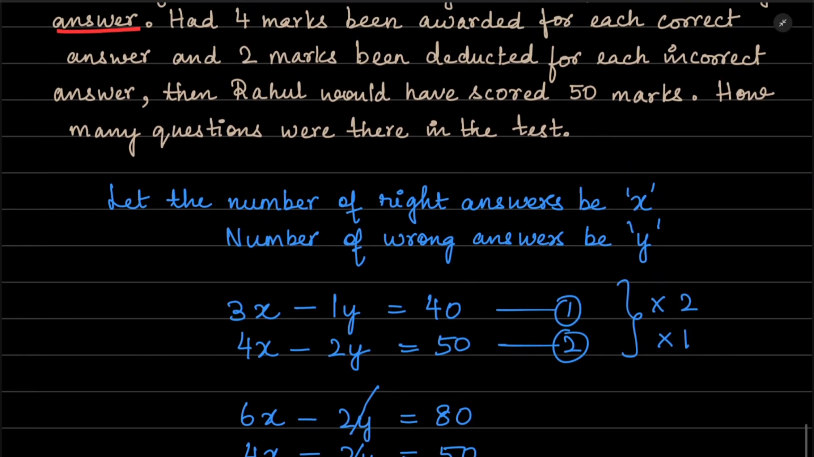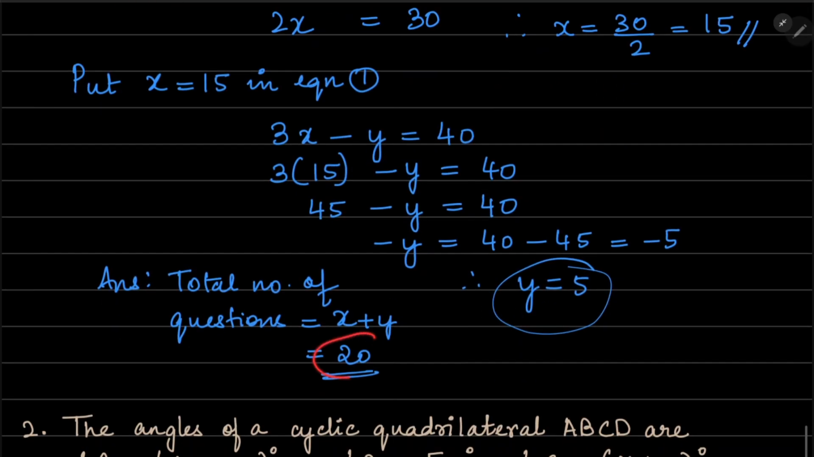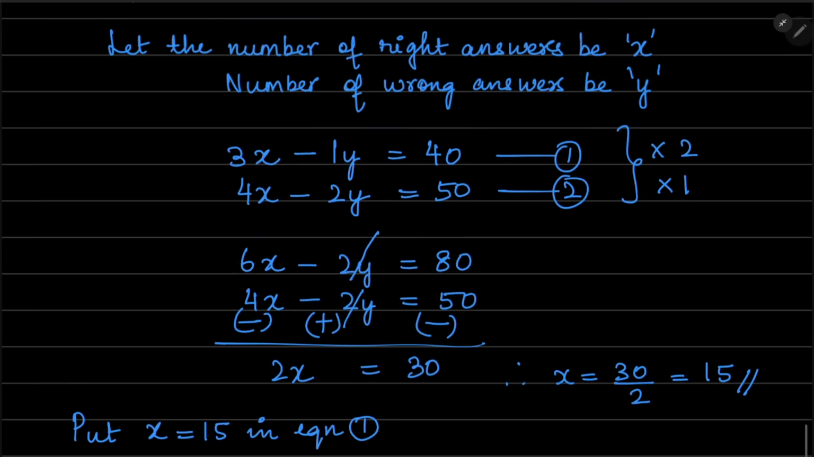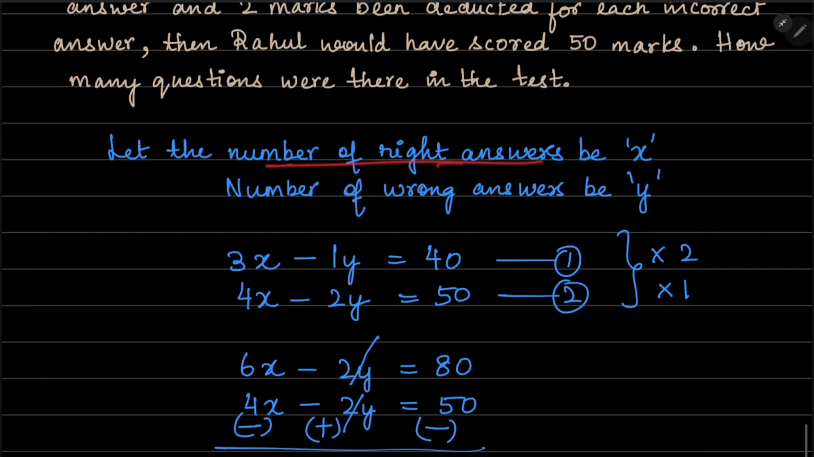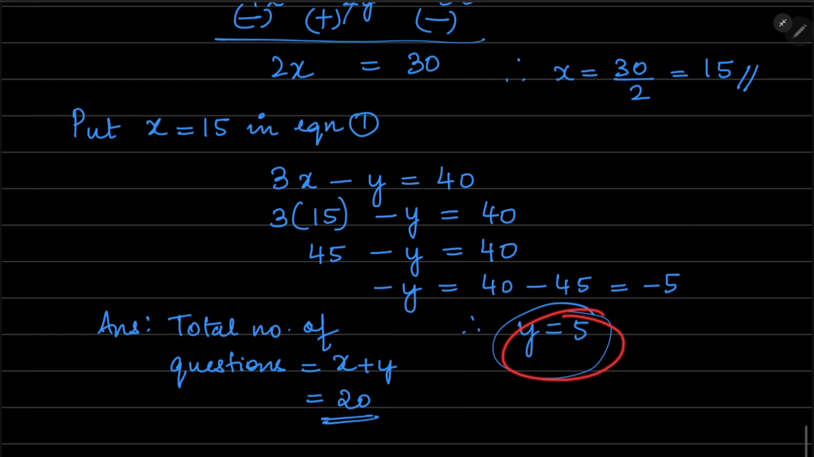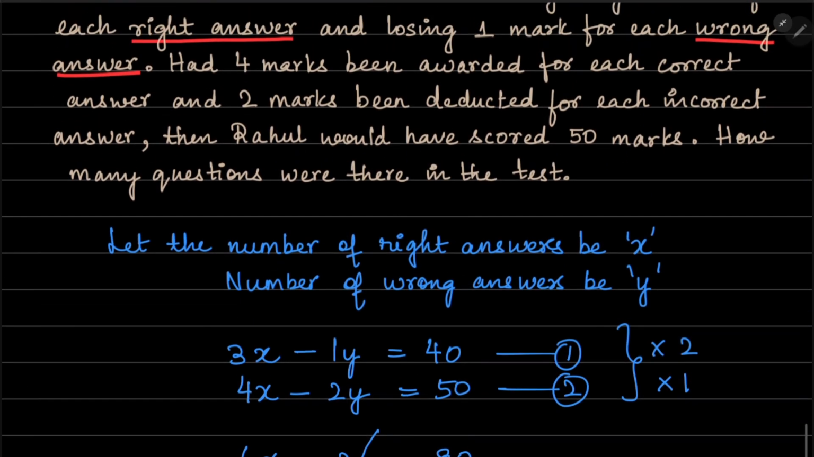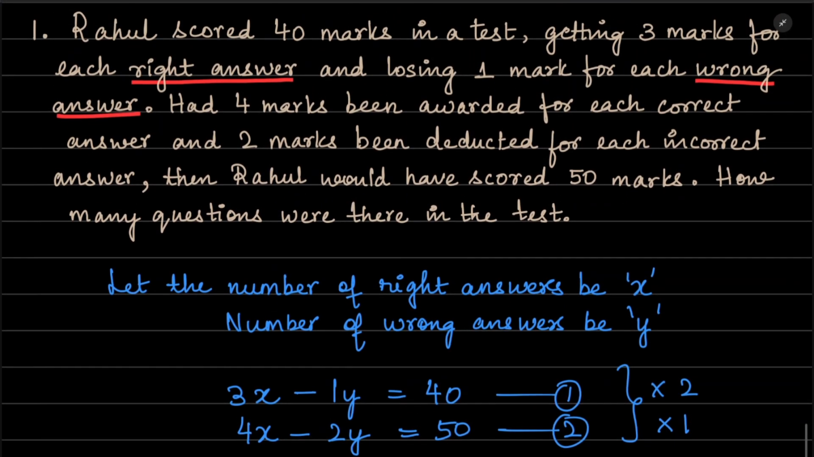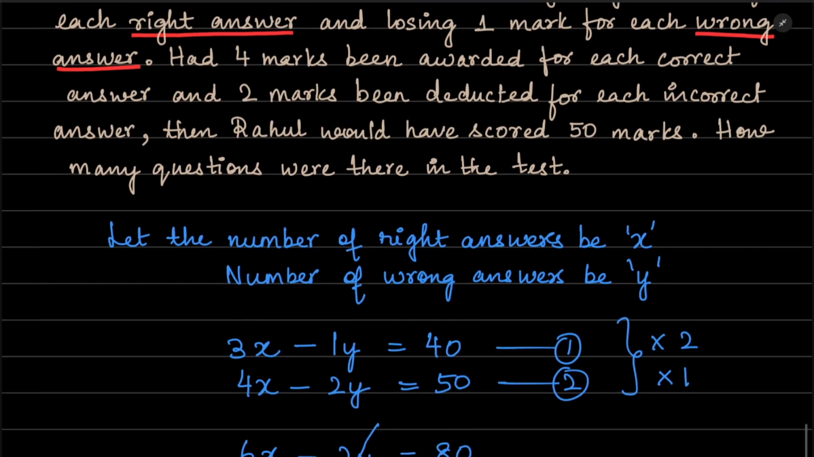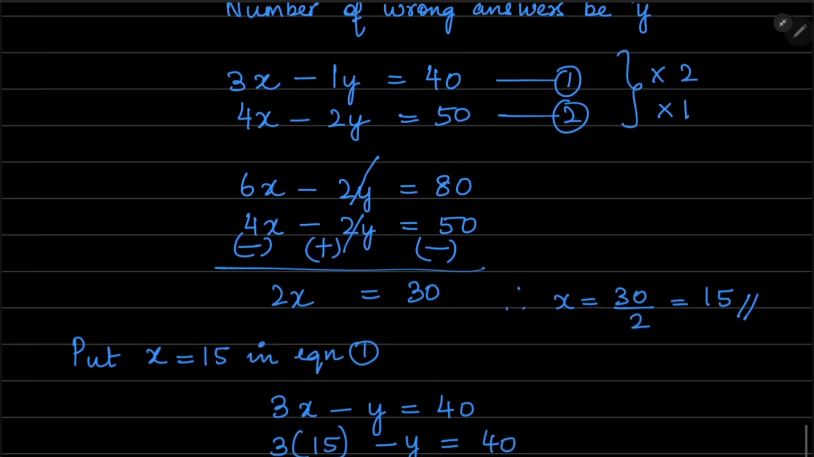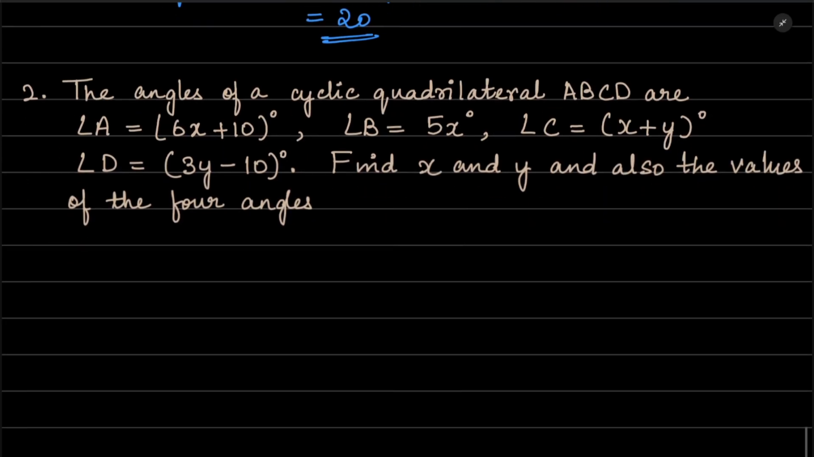So in a test, suppose there are 20 questions in total, and 15 you have answered correctly. Then how many questions would you have answered incorrectly? That is 5. This is clear. So word problems in linear equations are actually very, very easy. You just have to understand it and write the algebraic representation of the given statements very carefully. Let's move on to the next question.